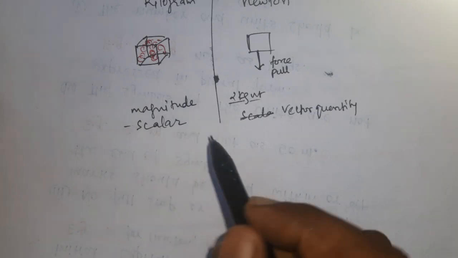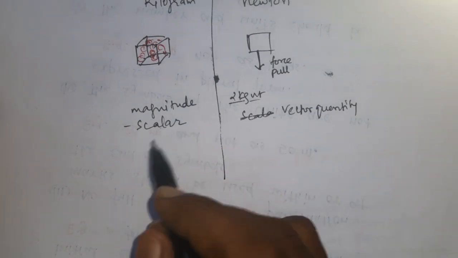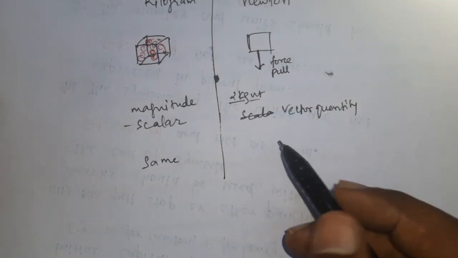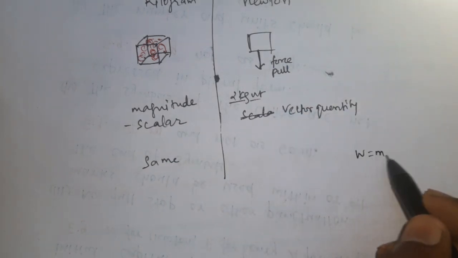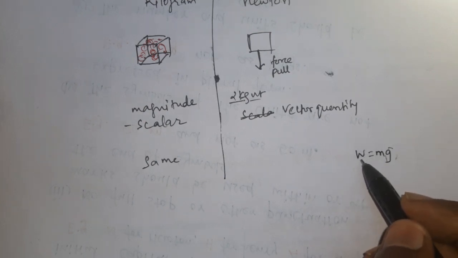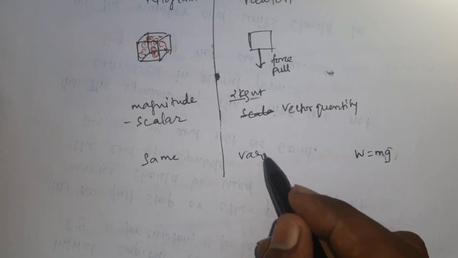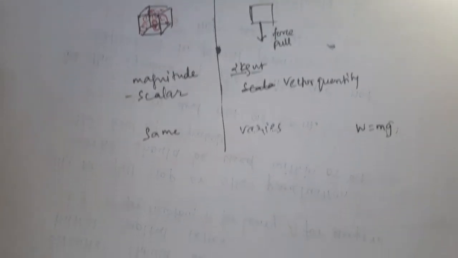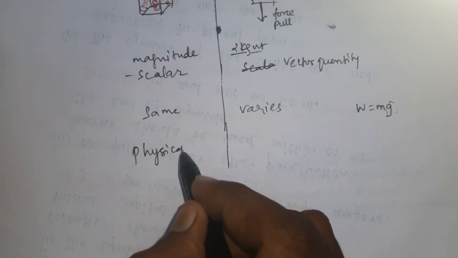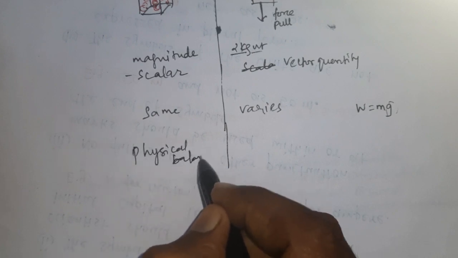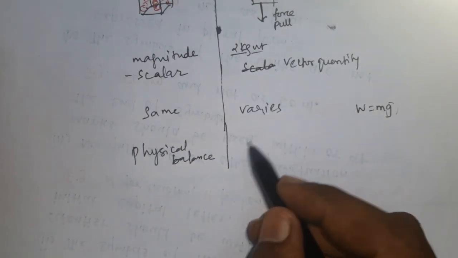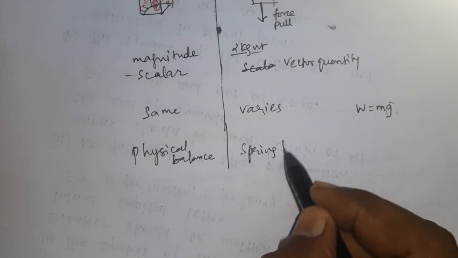Mass remains the same. In the universe, you can go anywhere, the mass is going to be the same. But weight depends on the acceleration due to gravity, on g, so the weight is going to vary from place to place. Mass is measured by physical balance, which we might have seen in our school lab. Weight is measured by spring balance.